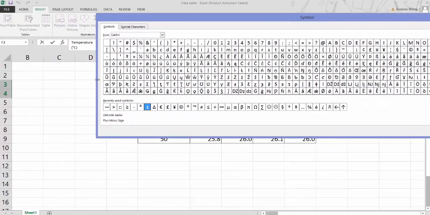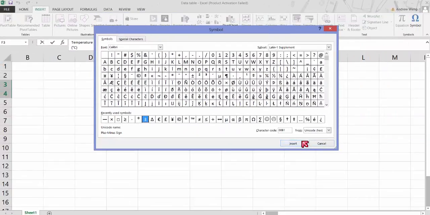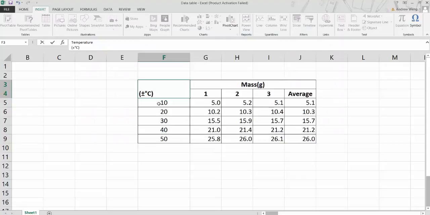Alright, so we can insert that. And then the reading for that, if it's going up in increments of 1, would be plus or minus 0.5.